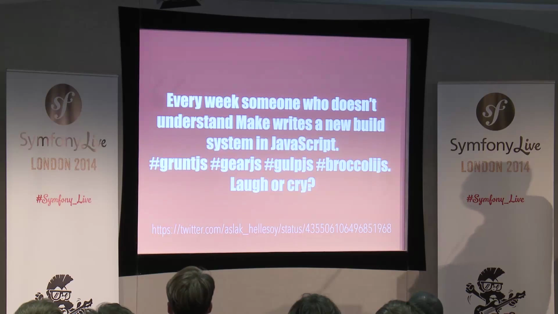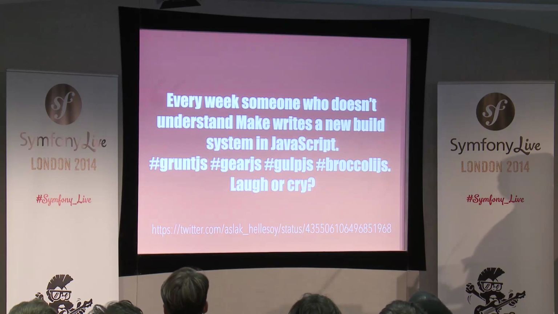Somebody tweeted this, that every week someone who doesn't understand make writes a new build system in JavaScript, which is probably true. So you've got Grunt.js, Gear.js, Gulp.js, and Broccoli.js. I don't know if that exists. I think somebody just made that up. Just take any vegetable name and put JS on the end. That's cool.